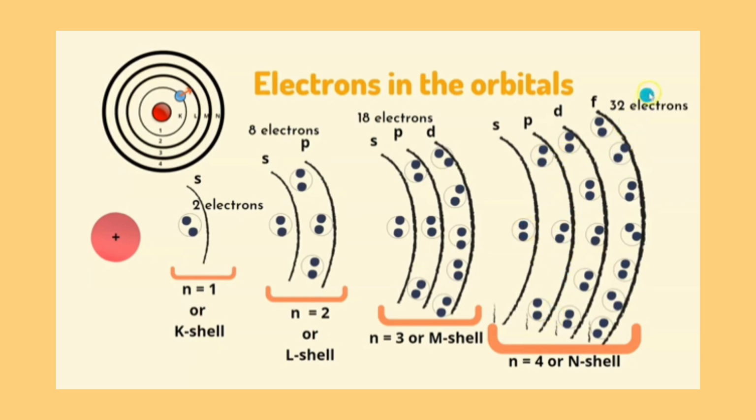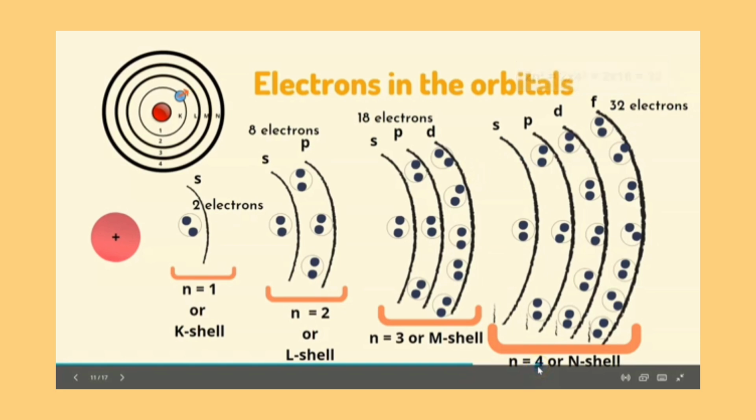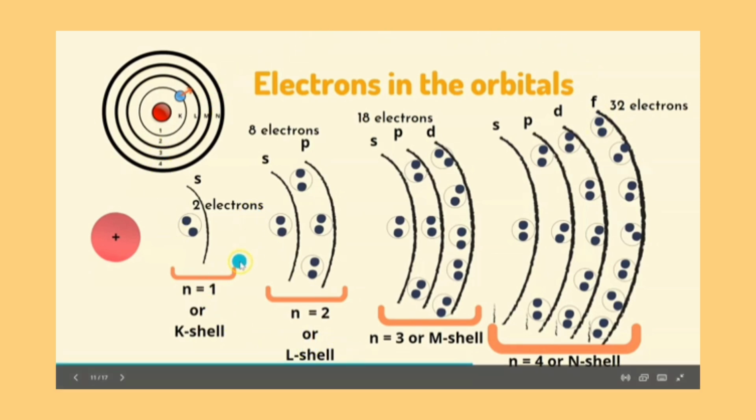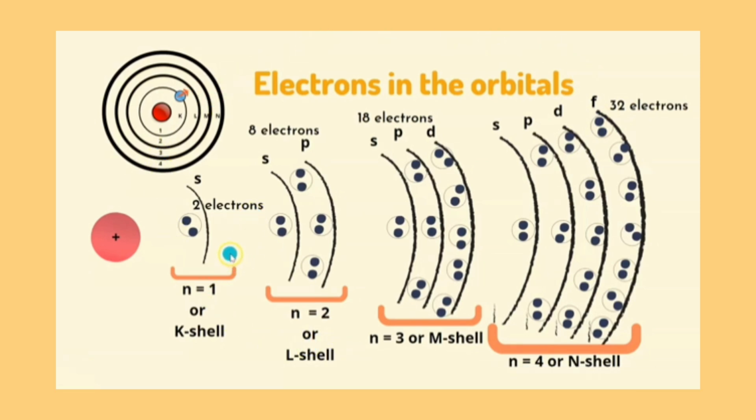To understand this clearly, you can even use a formula, the general formula 2n squared. In place of n you can put 4, that means 4 squared is equal to 16, then multiply 16 by 2, which is equal to 32 electrons. So altogether there are 32 electrons in the N shell. I hope you completely understood the shell, subshell and orbitals. Thank you.